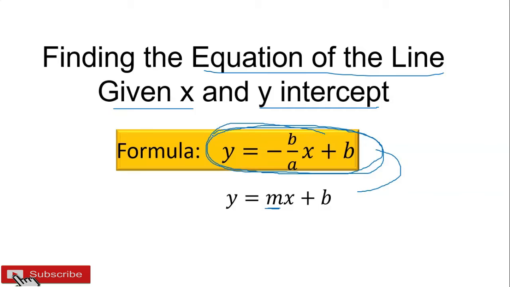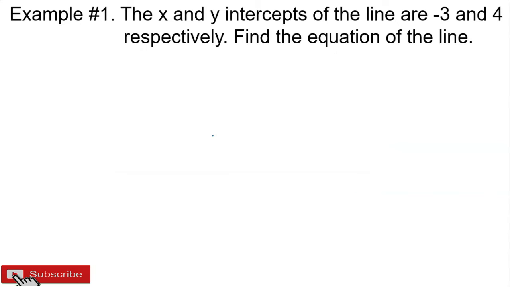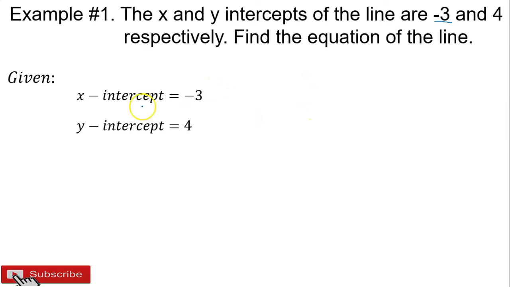So para mas maintindihan, let's have this first example. The x and y intercepts of the line are negative 3 and positive 4 respectively. Find the equation of the line. So ito yung given natin. Yung x intercept natin dyan is negative 3 and yung y intercept natin ay positive 4. Okay? And solution, using this formula, y is equal to negative b over ax plus b.